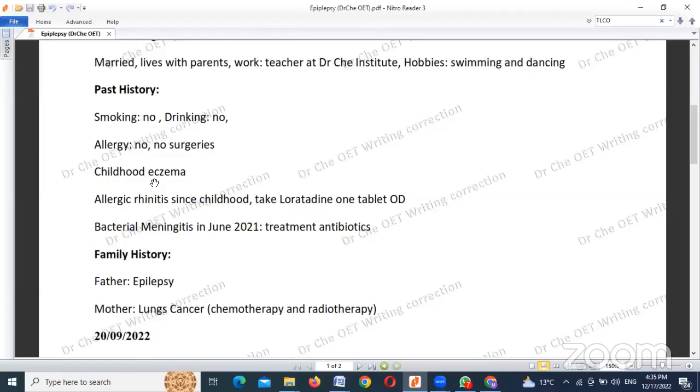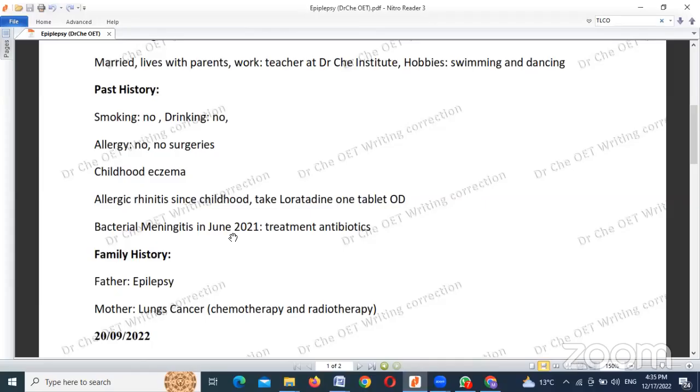We are not discussing something social. This is just a medical referral. So childhood eczema is not important. Excellent, good, no need of eczema. What about allergic rhinitis? Since childhood, takes loratadine 1 tablet OD. That is also not important. Even though the patient is currently taking medication, it does not look very important.